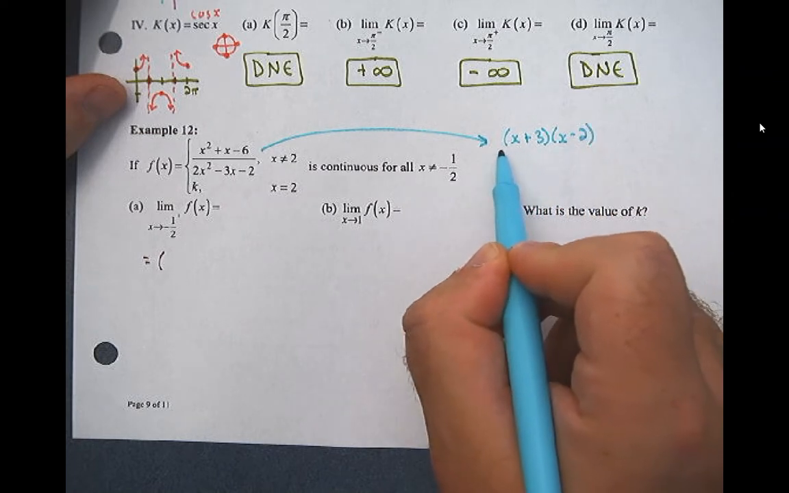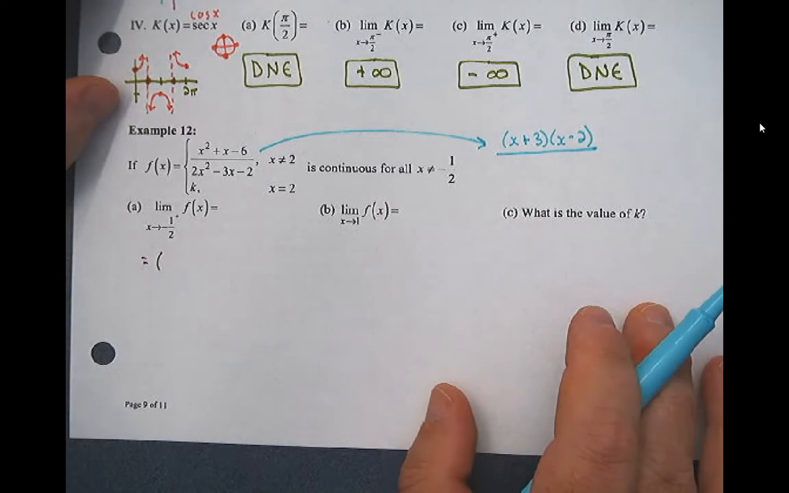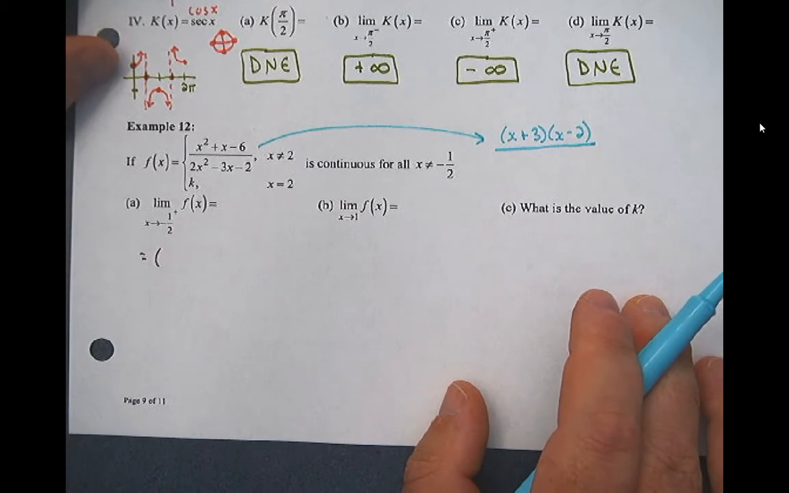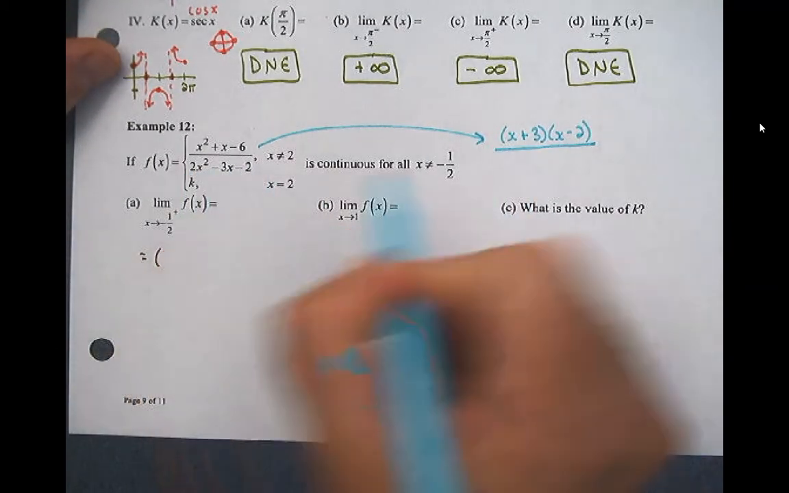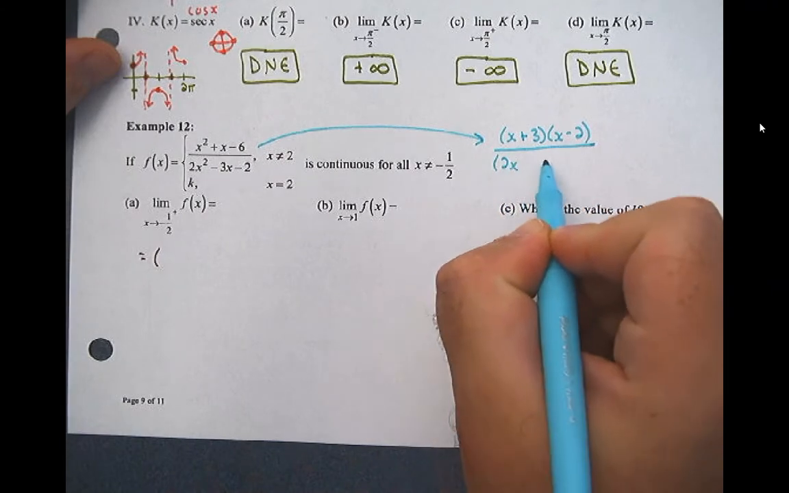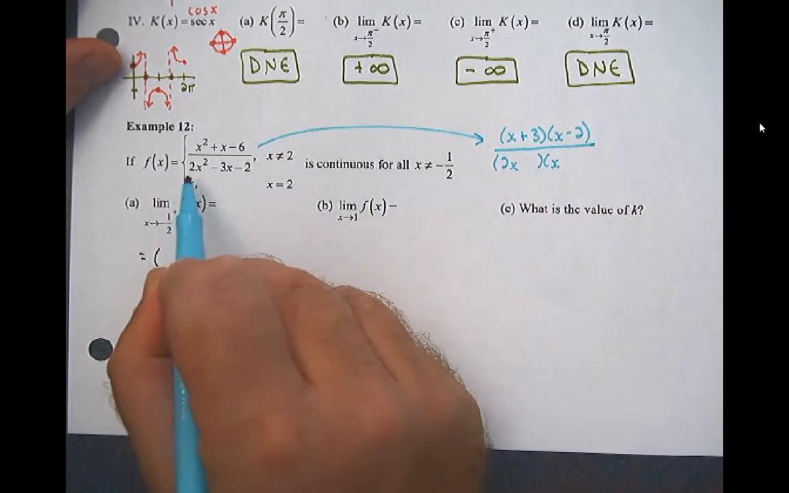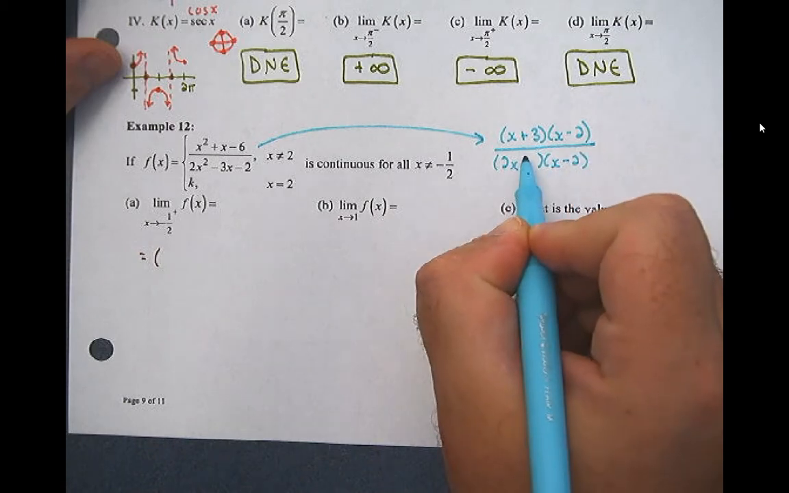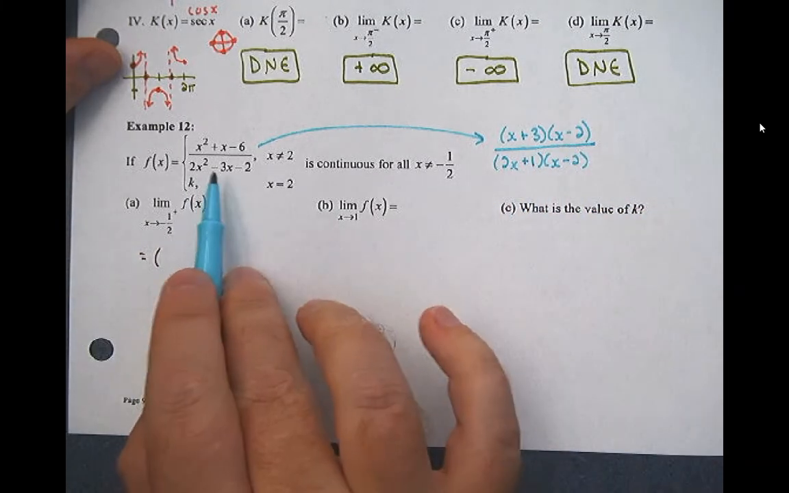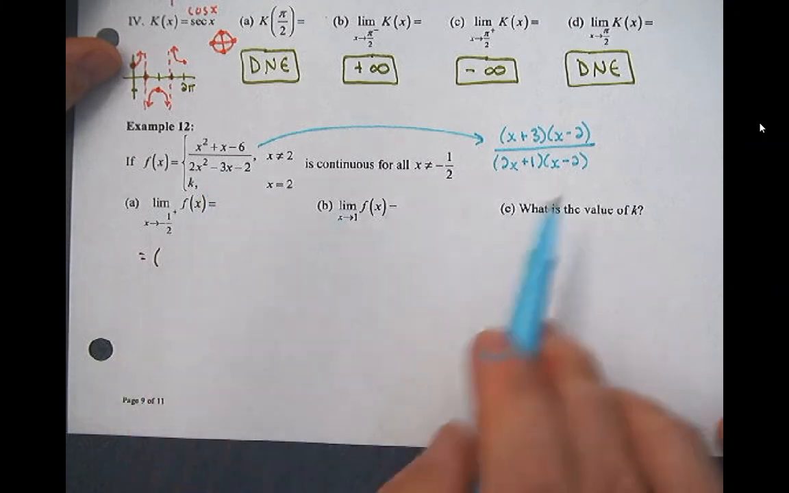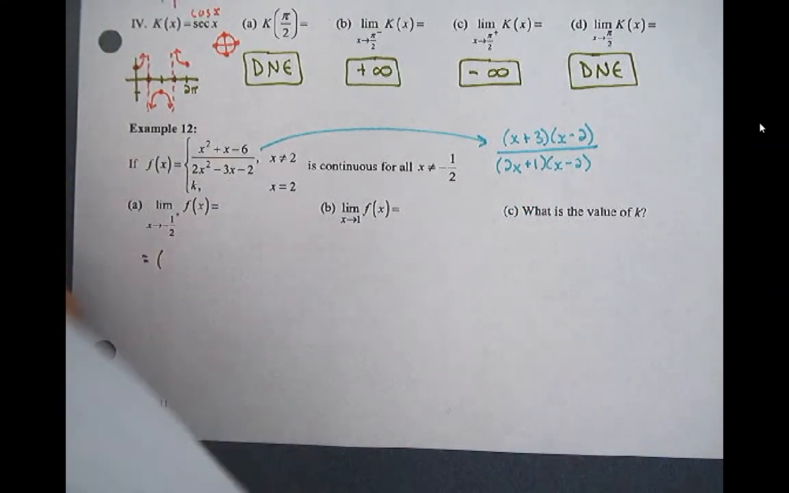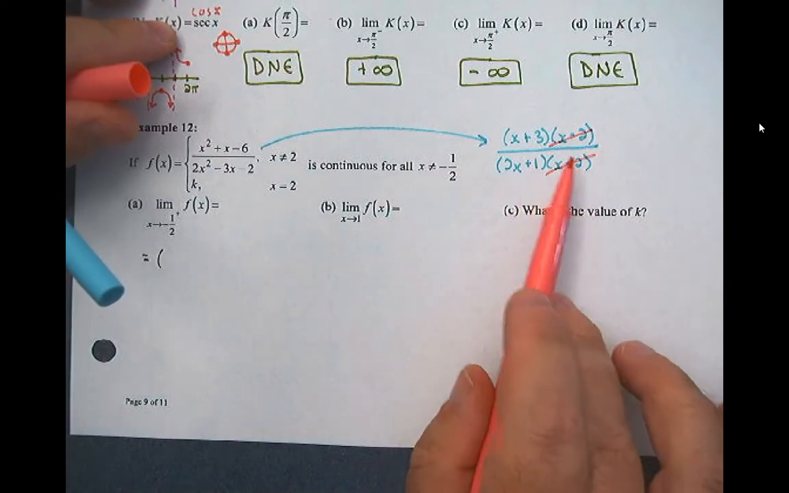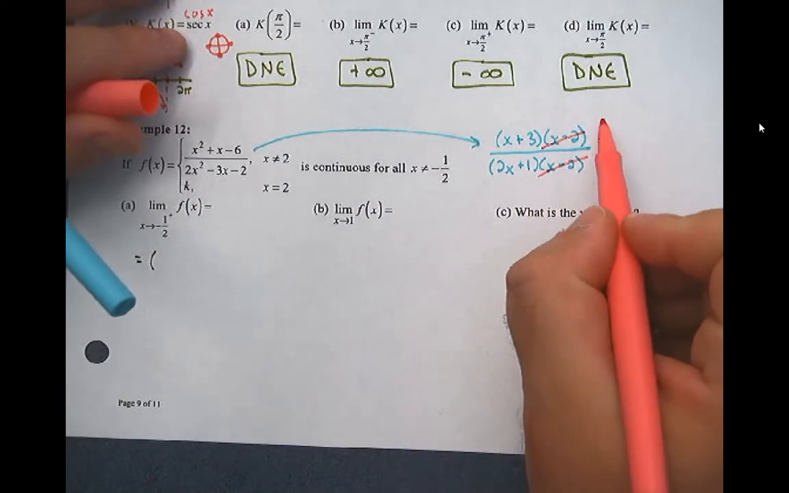Pause. You should do this on your own. Factor that denominator. Pause this and try to factor the denominator on your own. All right, so let's see. I need a 2 and an x. I need to make a negative 4. And then this would be a positive 1 to add up to negative 3. So now I see a couple of things. I notice that we've got a hole. We've got a hole at x equals 2.